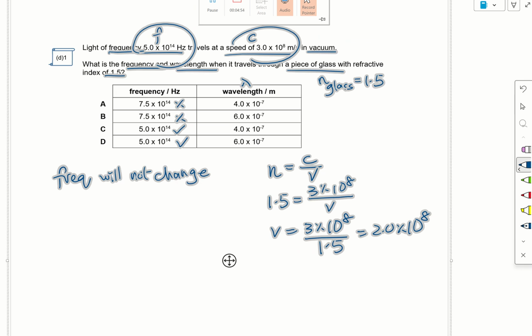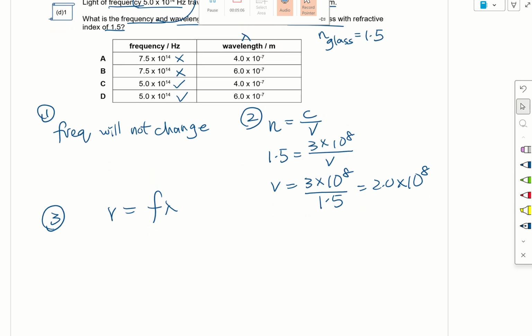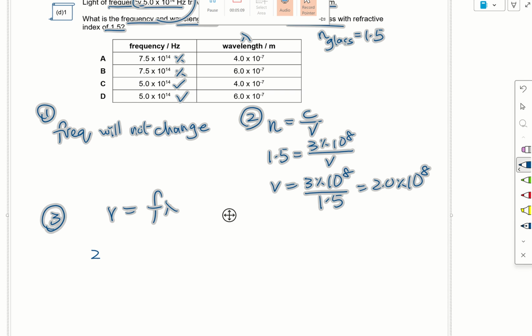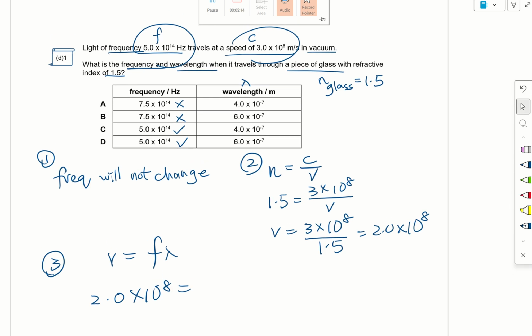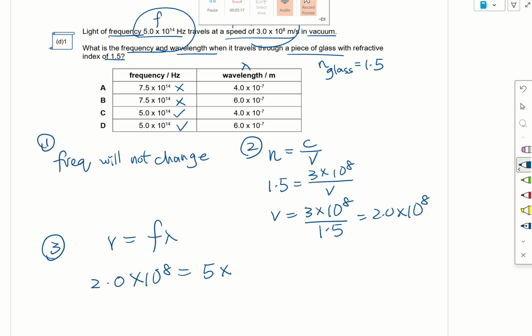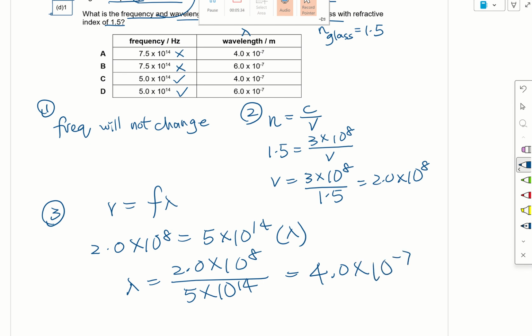So this is first step, this is second step, and this is the third step. We have to use V equals f lambda because light is a form of wave, so it obeys this wave equation. So V is now 2.0 times 10 to the power of 8 equals frequency, which we have as 5 times 10 to the power of 14, multiplied by lambda. So lambda will be equal to 2.0 times 10 to the power of 8 over 5 times 10 to the power of 14, which will give us a value of 4 times 10 to the power of minus 7.